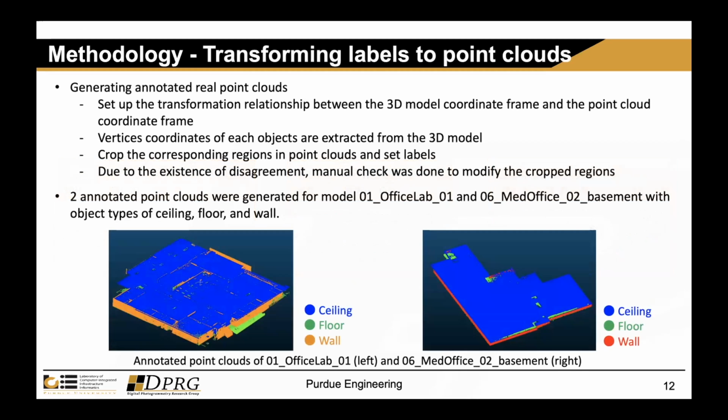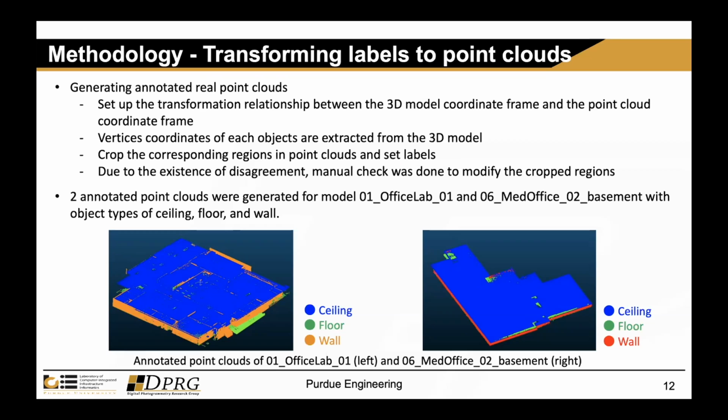The first part of transferring label information from the CAD models to the point clouds is to add annotations on the real training point clouds. The real point clouds have the closest characteristics and information to real-world ground truths. To achieve this, a transformation relationship between the point cloud and the CAD model is identified first. And then the vertex coordinates of each object in the CAD model are extracted and used to crop the corresponding regions in the point clouds and assign labels to that region. And to eliminate the errors caused by the disagreement, a manual check was done to modify the cropped regions.